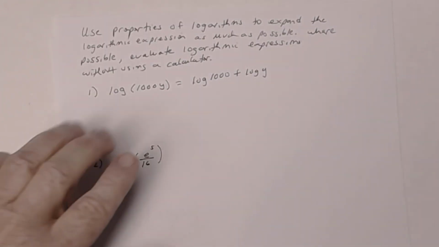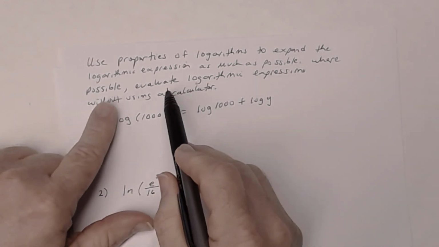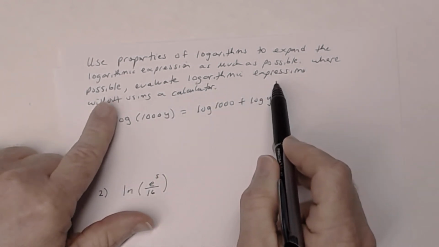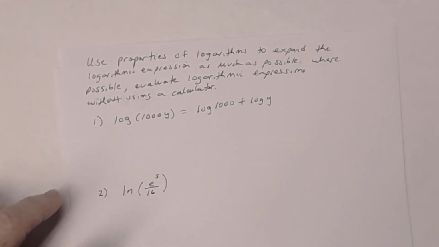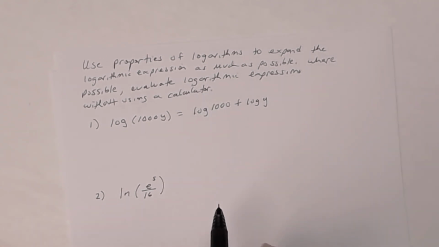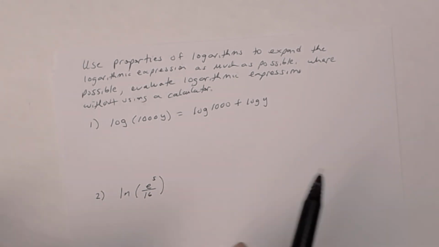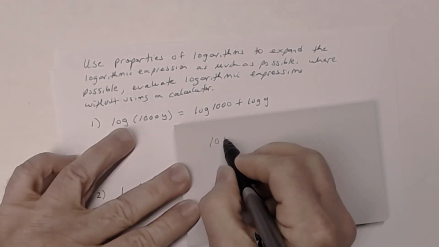Now, let's look at this part. It says, where possible, evaluate the logarithm without using a calculator. What I mean by that is this. Look carefully. You have to recognize whenever it's possible to evaluate a log expression knowing things that you studied. So you see this log of 1,000 right here?